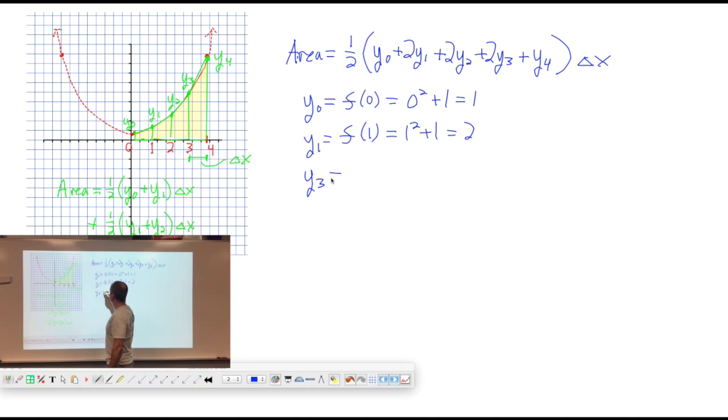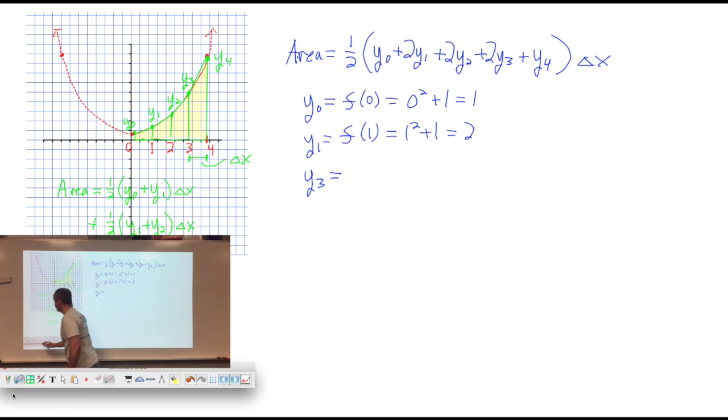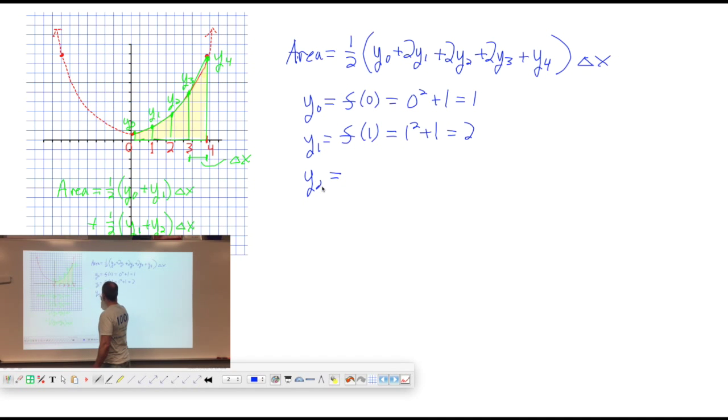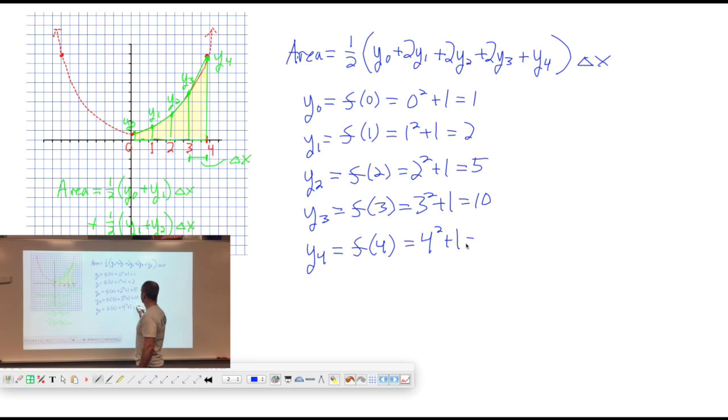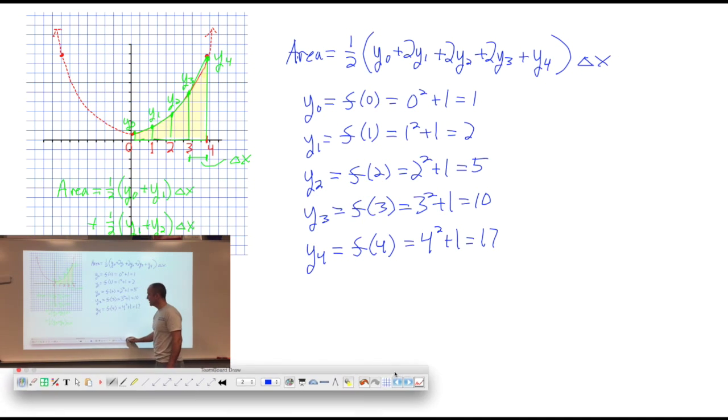Y sub 3, whoops, skipped one, y sub 2 will be the value of my function at 2, which is 2 squared plus 1, which is 5. Y sub 3, or f of 3, will be 3 squared plus 1, which is 10. Y sub 4 is f of 4, which is 4 squared, or 16, plus 1, which is 17.